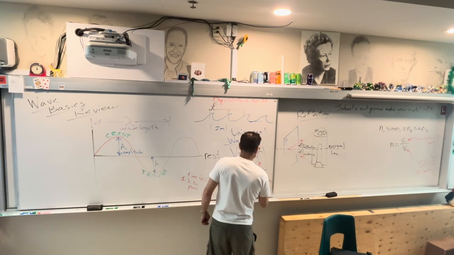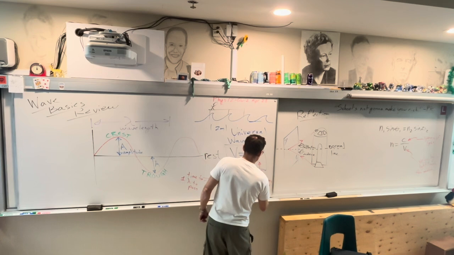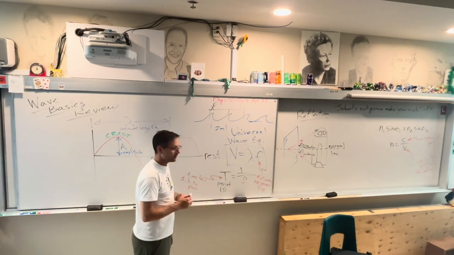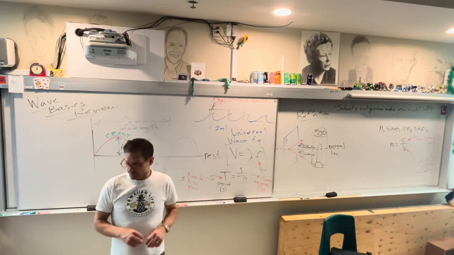Number of waves per second, and the unit is hertz. So hertz is cycles per second or waves per second, oscillations per second, whatever you want.